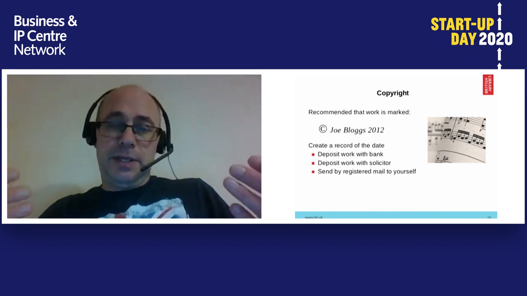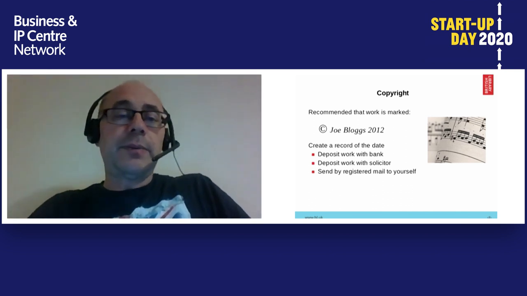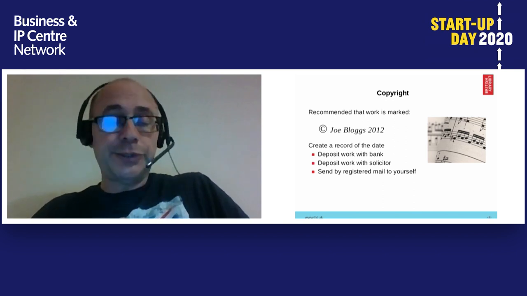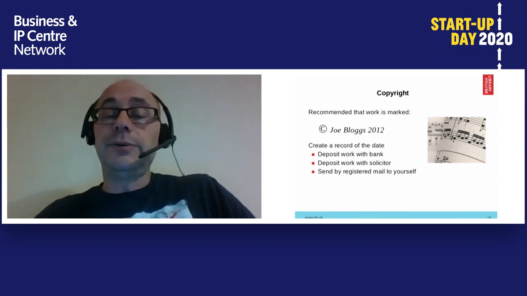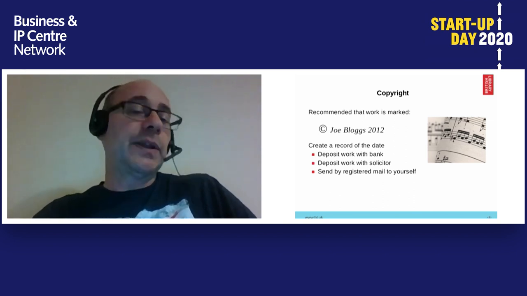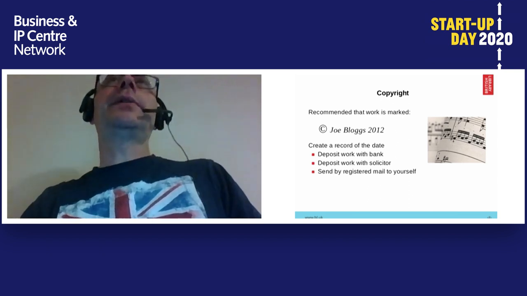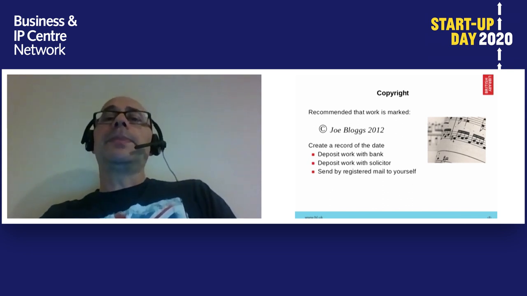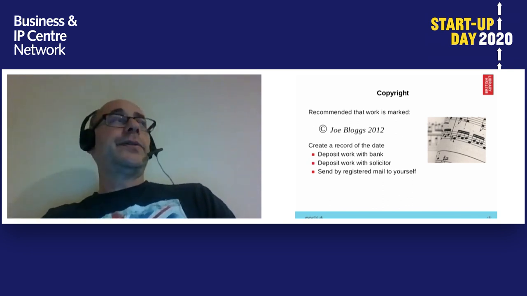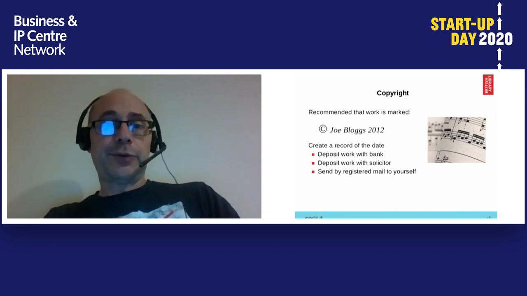So again, it's fairly straightforward on the surface. As soon as you create something, you may wish to do this. You don't have to, but it's advised that you do. You put C in a circle, your name and the year of creation. That's the sort of standard practice. What that in effect is doing is you're simply stating, this is my creation, number one. This is my ownership of this creation, number two. And you're also saying, because it's copyright, I have all rights over the use of this creation.